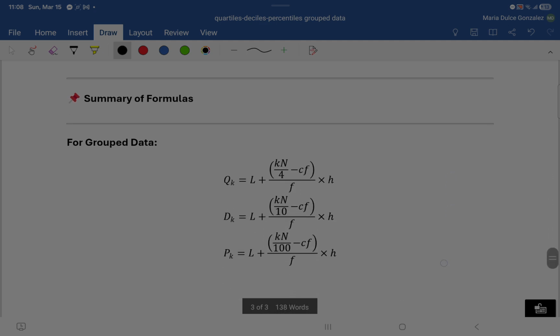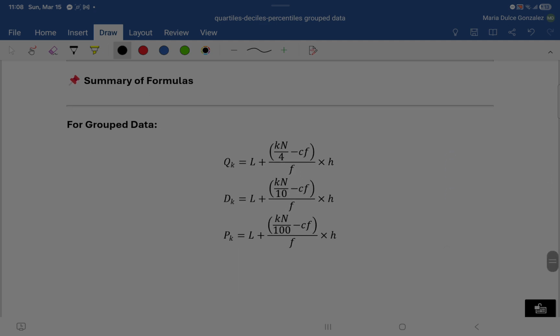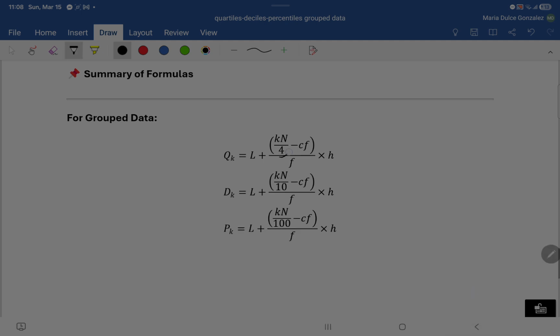So we have here the formulas for grouped data. If you notice, the difference would only be here in the denominators. For quartile, that would be 4. For decile, that would be 10. And for percentile, that would be 100.